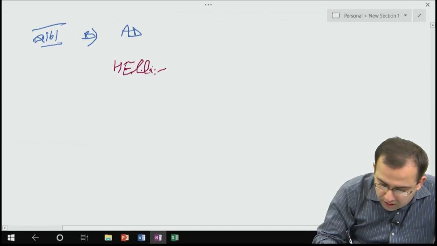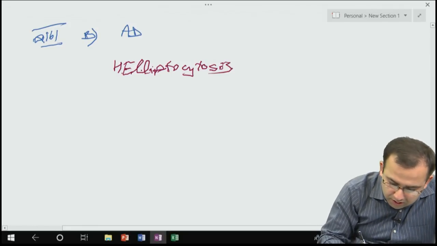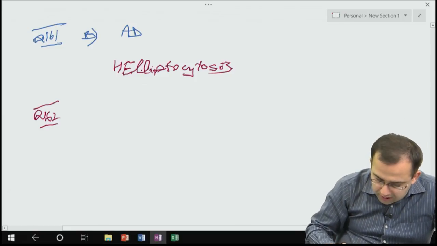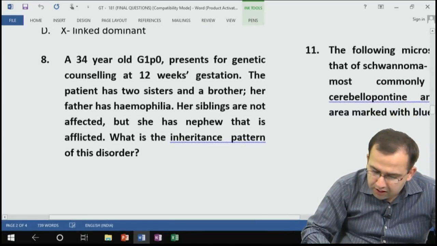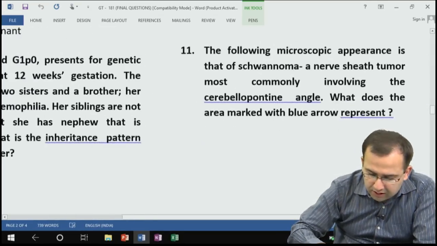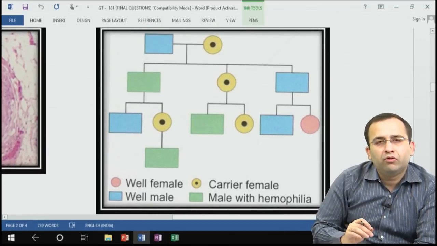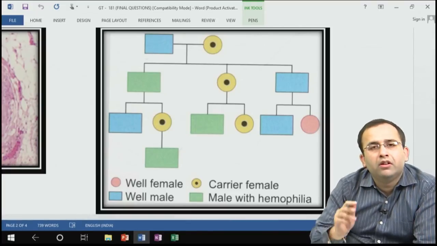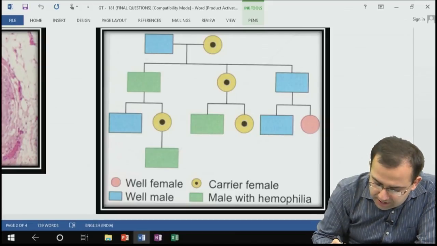Let me read it for you. Hereditary elliptocytosis. The RBCs were elliptical in shape. Next. This gets us to our next question, that is 162. Now, 34-year-old G1, P0, her siblings, inheritance pattern. Many things are written in this. Let us just have a look at the pedigree chart. Now, what we see in this pedigree chart is, we have a carrier female. The one with the dot in the center is the carrier female who is mating with a normal male.